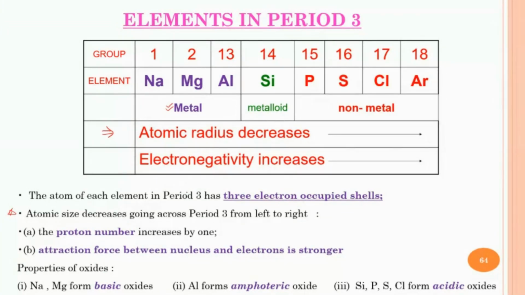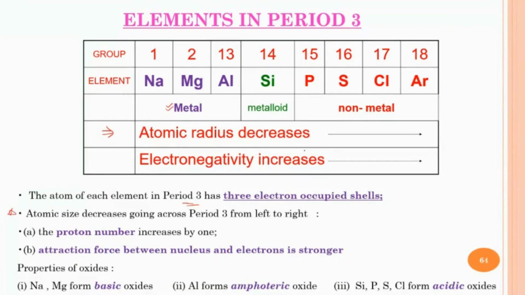All of period 3 have 3 electron shells occupied with electrons, but the proton number is more. Then the attraction force is stronger, so the atomic size will decrease.